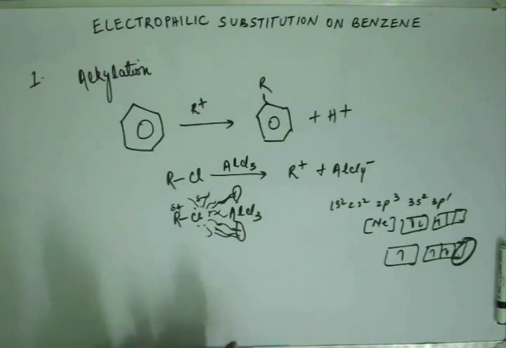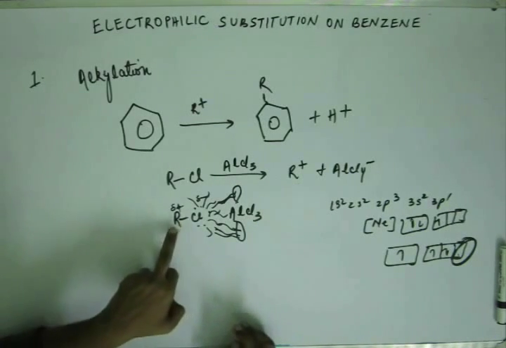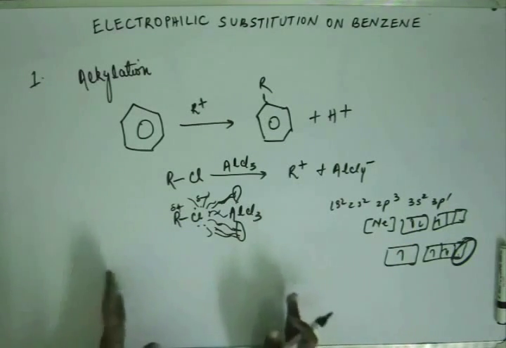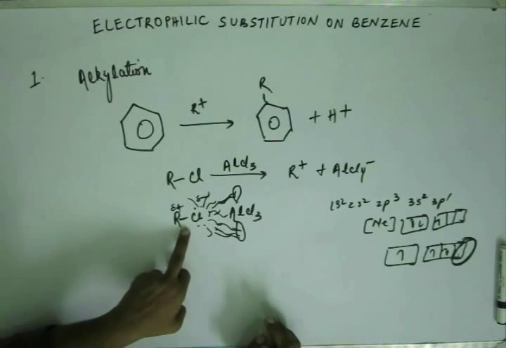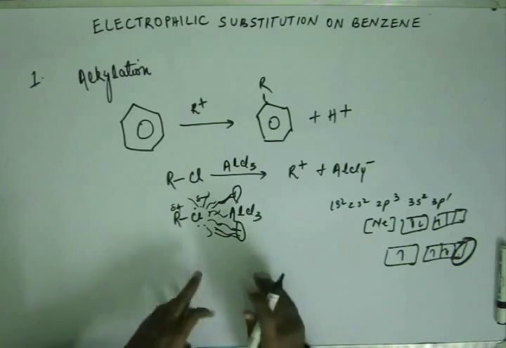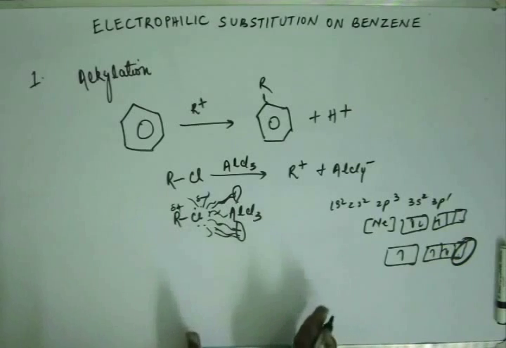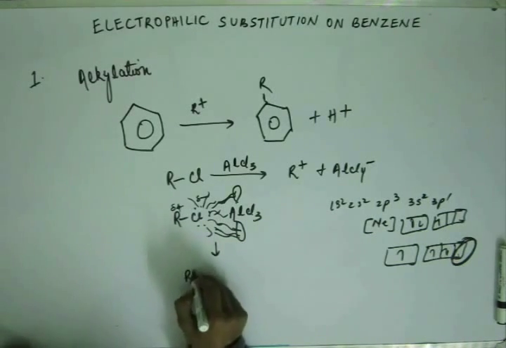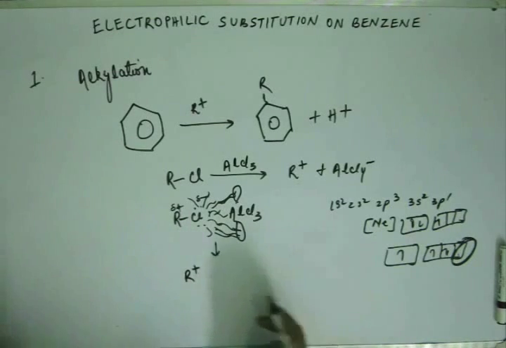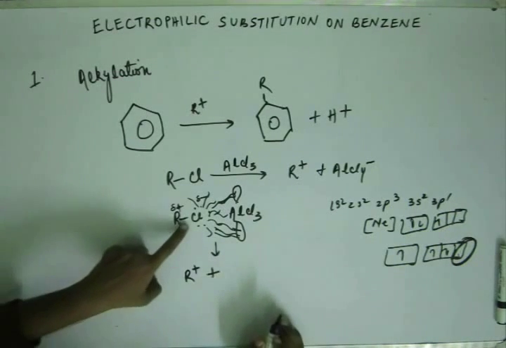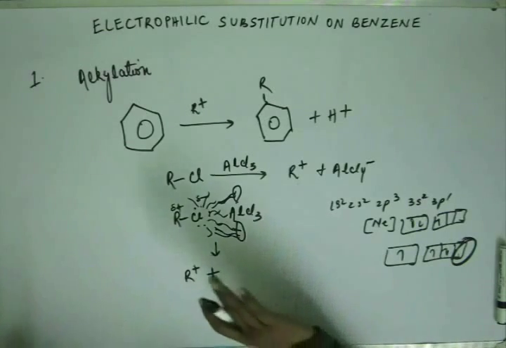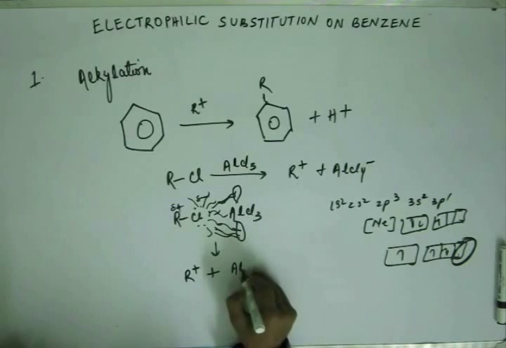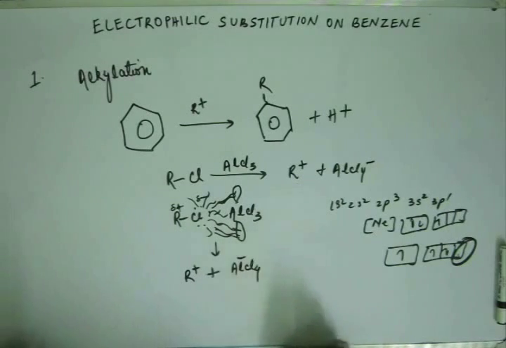The energy released will be utilized to break the bond between R and Cl, and this process will continue until the whole of the bond between RCl has been broken and a complete one bond has been formed between chlorine and aluminum. So at the end of the process, R is going to be formed as R plus, and this Cl, taking both the electrons of this bond, is going to move out as Cl minus, forming a bond with aluminum. So this will result in forming AlCl4 minus.